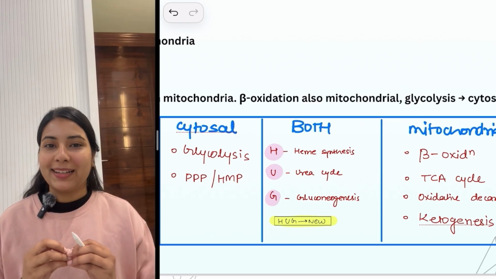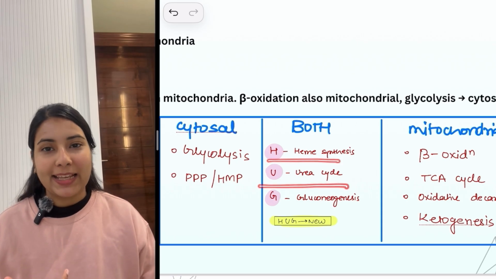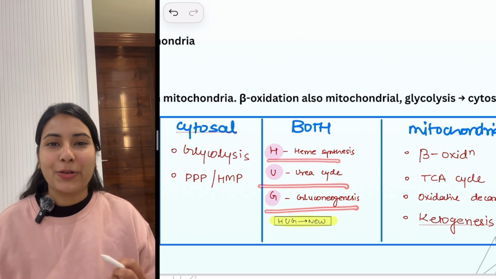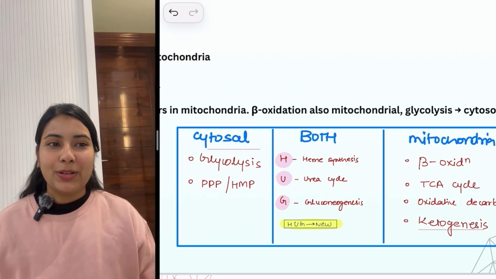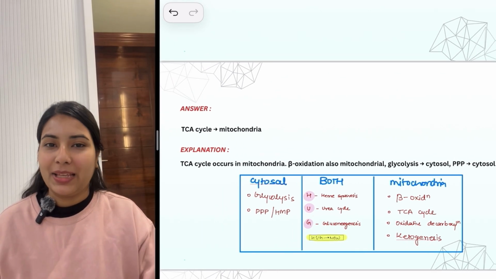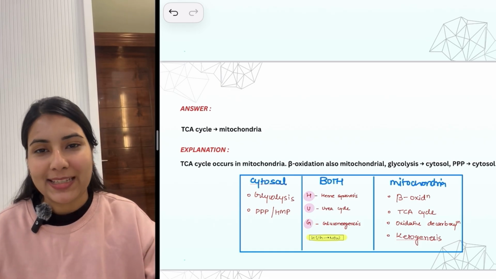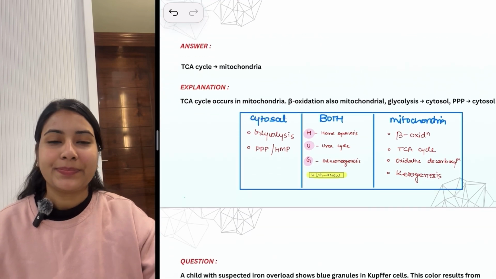So we'll remember the trick as HUG, that is H for heme synthesis, U for urea cycle and G for gluconeogenesis, or you can remember as HUG, so you don't forget, you don't confuse the G. So the answer is both occur in HUG, that is heme synthesis, urea cycle and gluconeogenesis. But here the answer is that TCA cycle occurs in mitochondria.